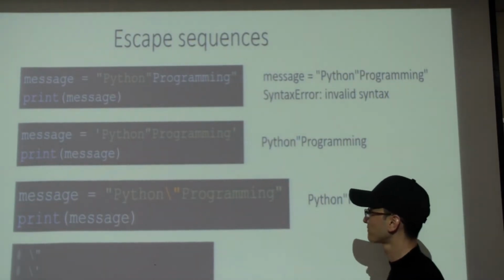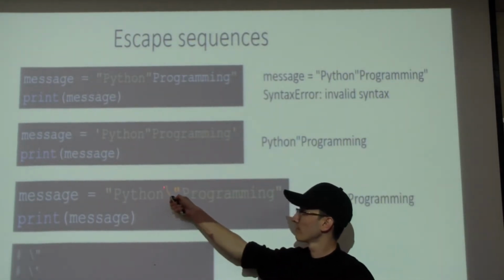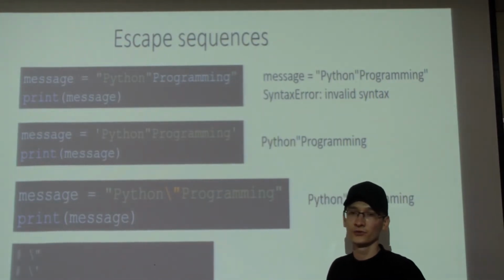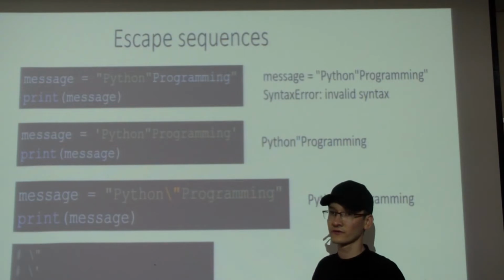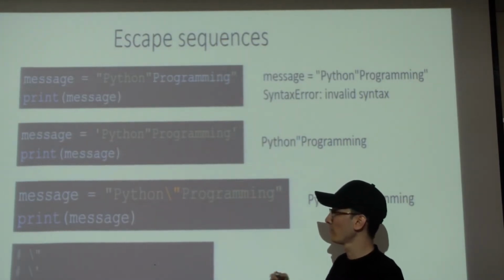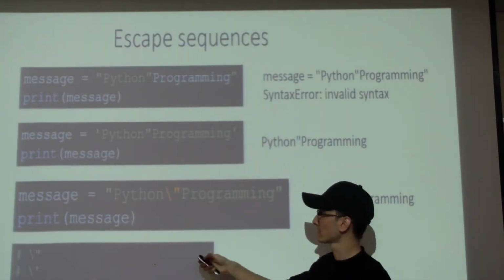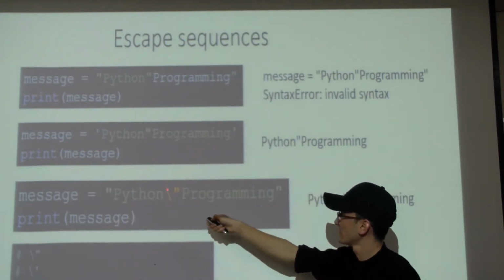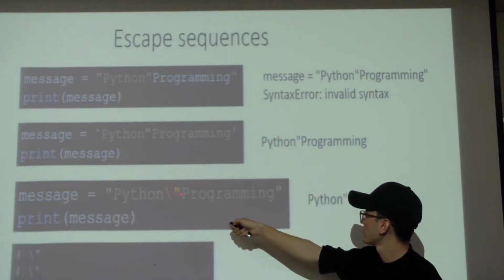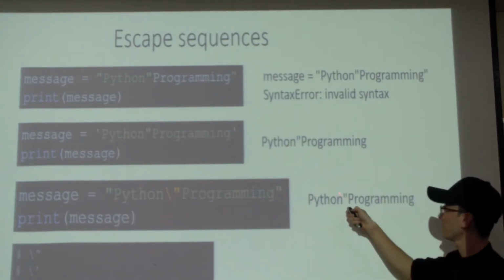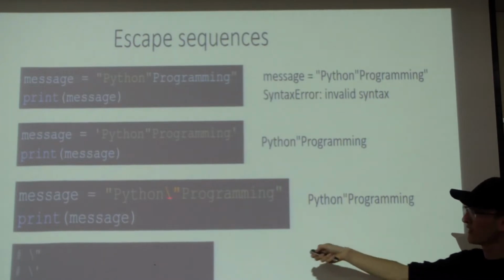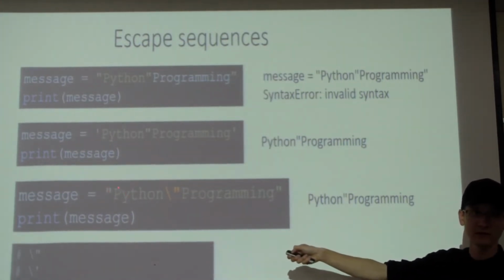Next, we have this kind of slash, and we always use it when we write code and when we work with strings. What does it mean? We put this slash here and we put two quotation marks. Now you can see it also prints it. But we have two quotation marks.